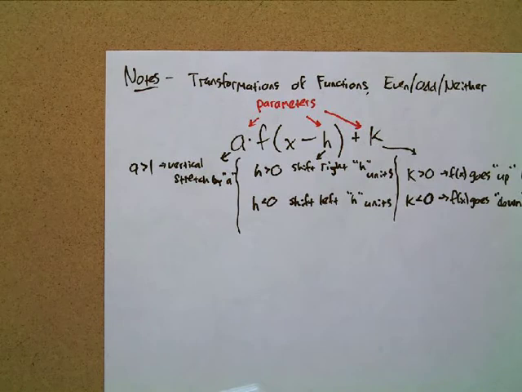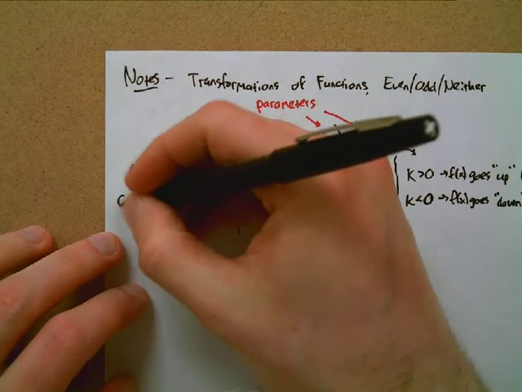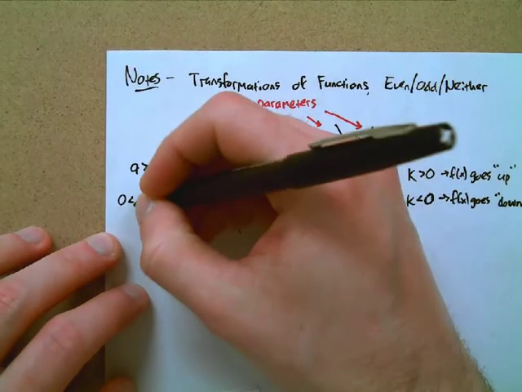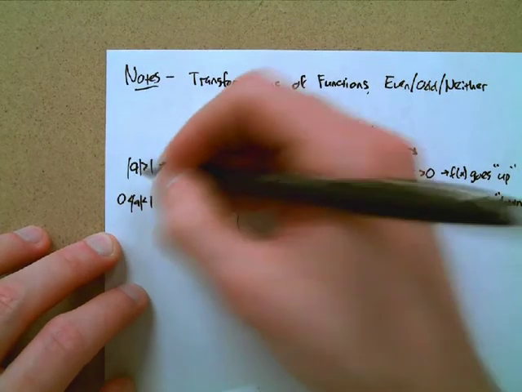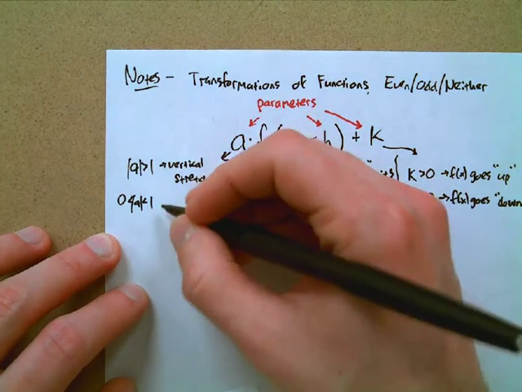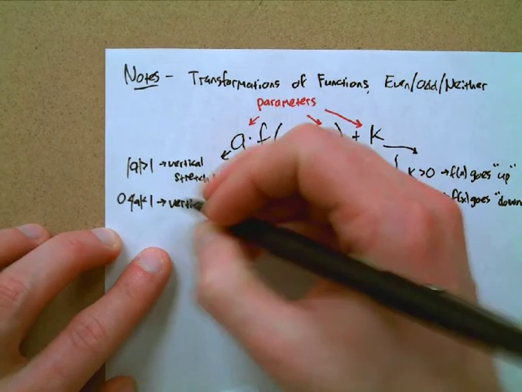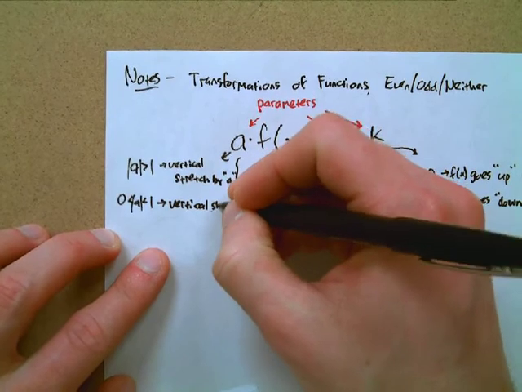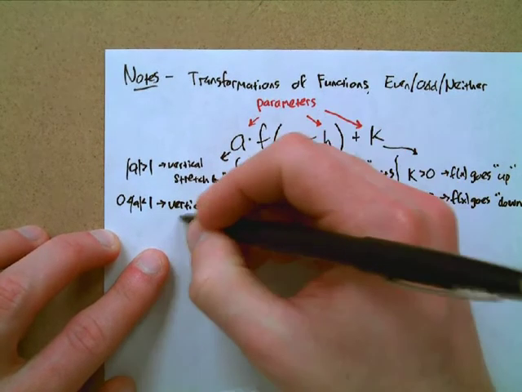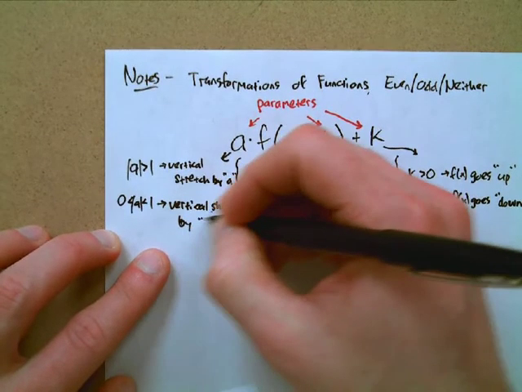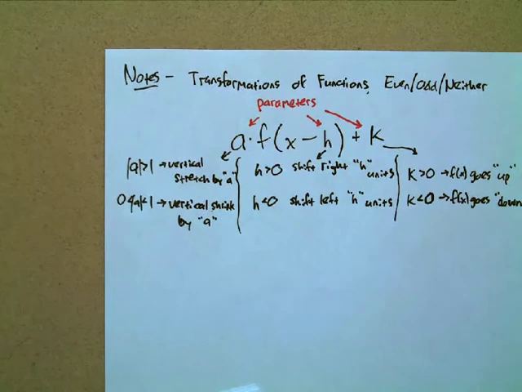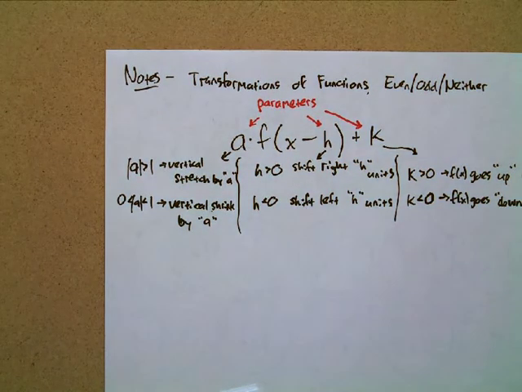How do you make the graph smaller? A shrink, yeah. So a has to be between 0. In fact, I should put absolute values around this a too. Okay, so if the absolute value of a is between 0 and 1, that's a vertical shrink. Okay, vertical shrink.